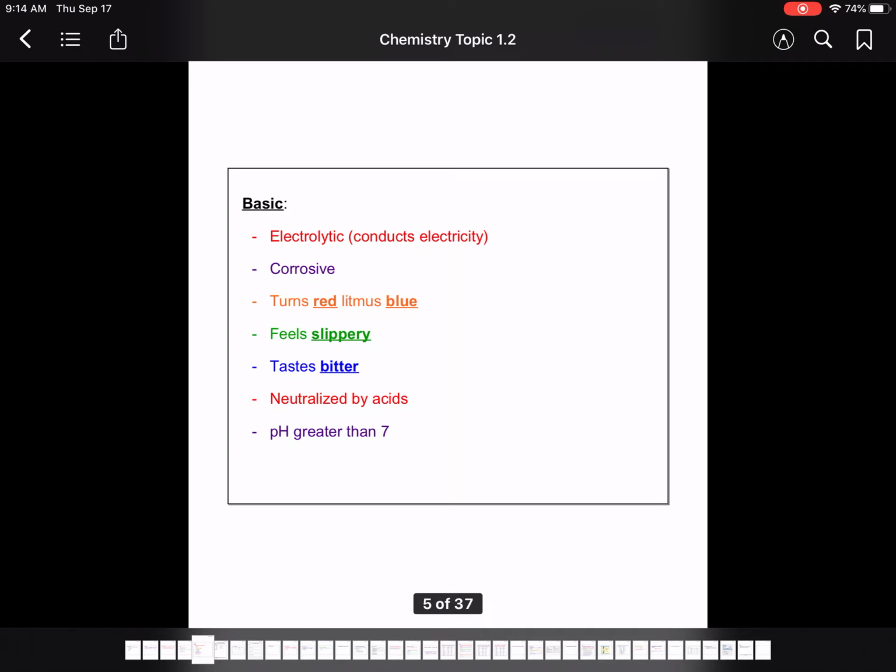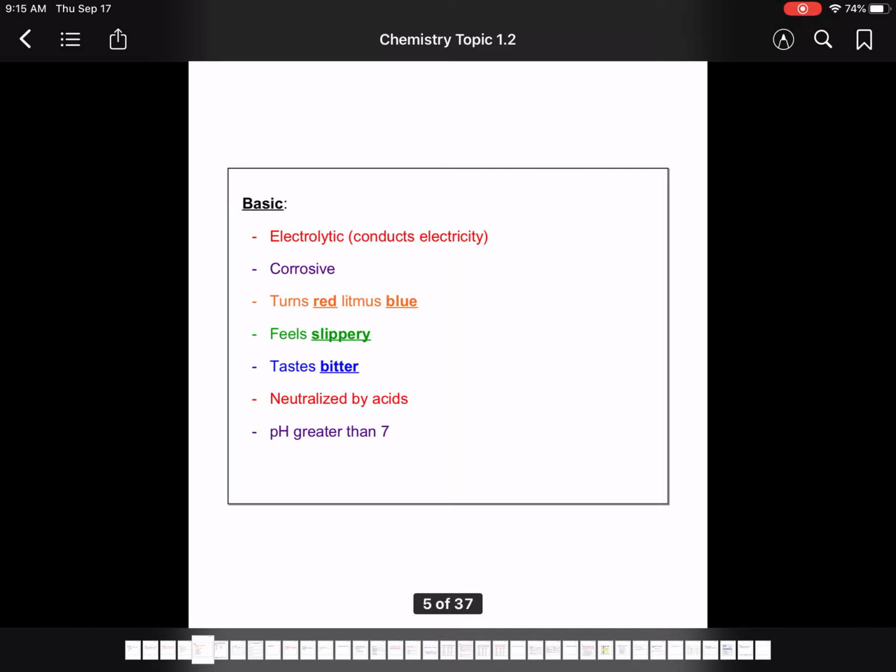They tend to feel slippery. So if you feel them in your hands, they're slippery. Soap is slippery, and it's a base. But also baking soda sort of has that slippery feeling if you ever feel it in your fingers. They taste really bitter if you've ever tried to eat soap or baking soda. Tastes really awful. Not sour, but bitter. These are neutralized by acids, so they bring them back towards 7.